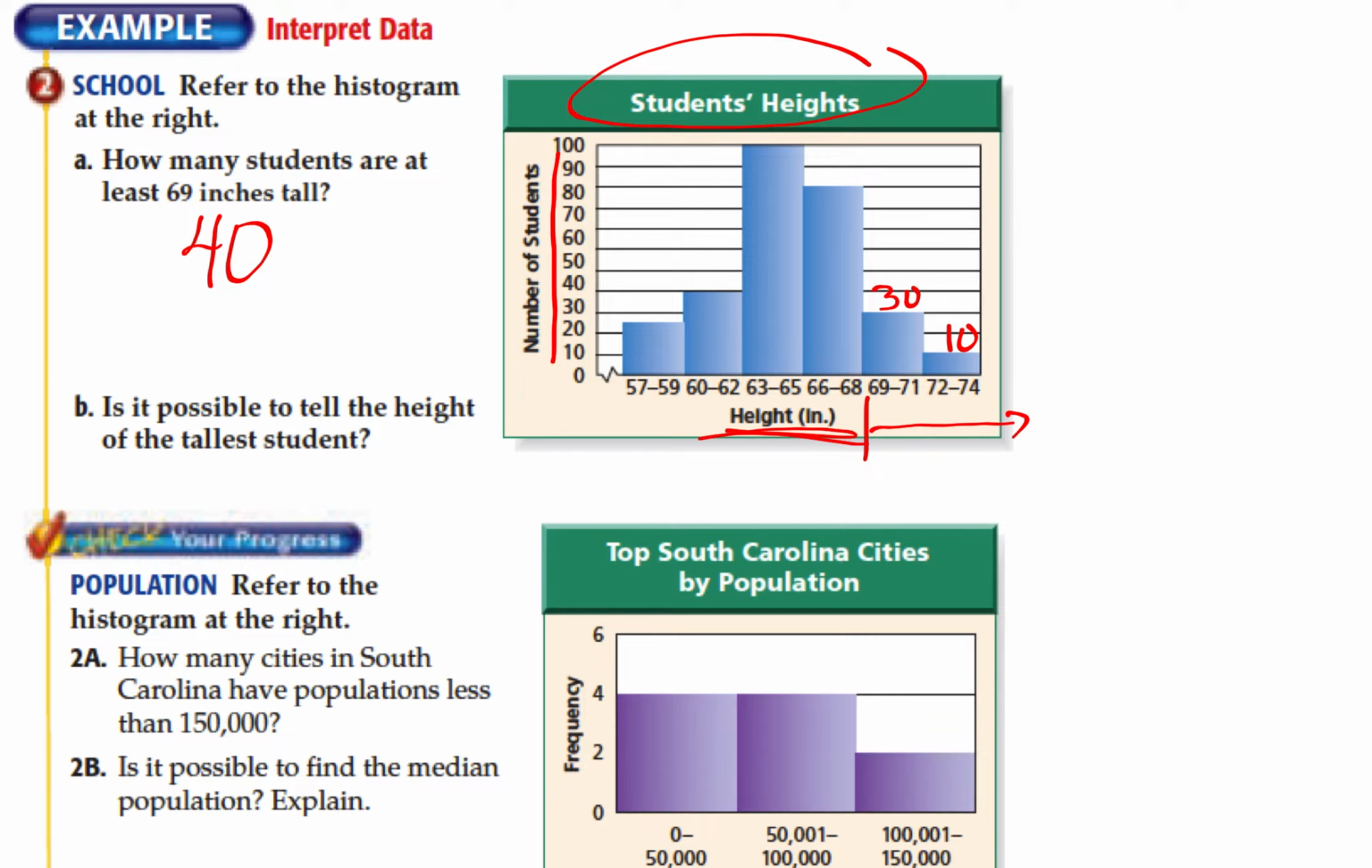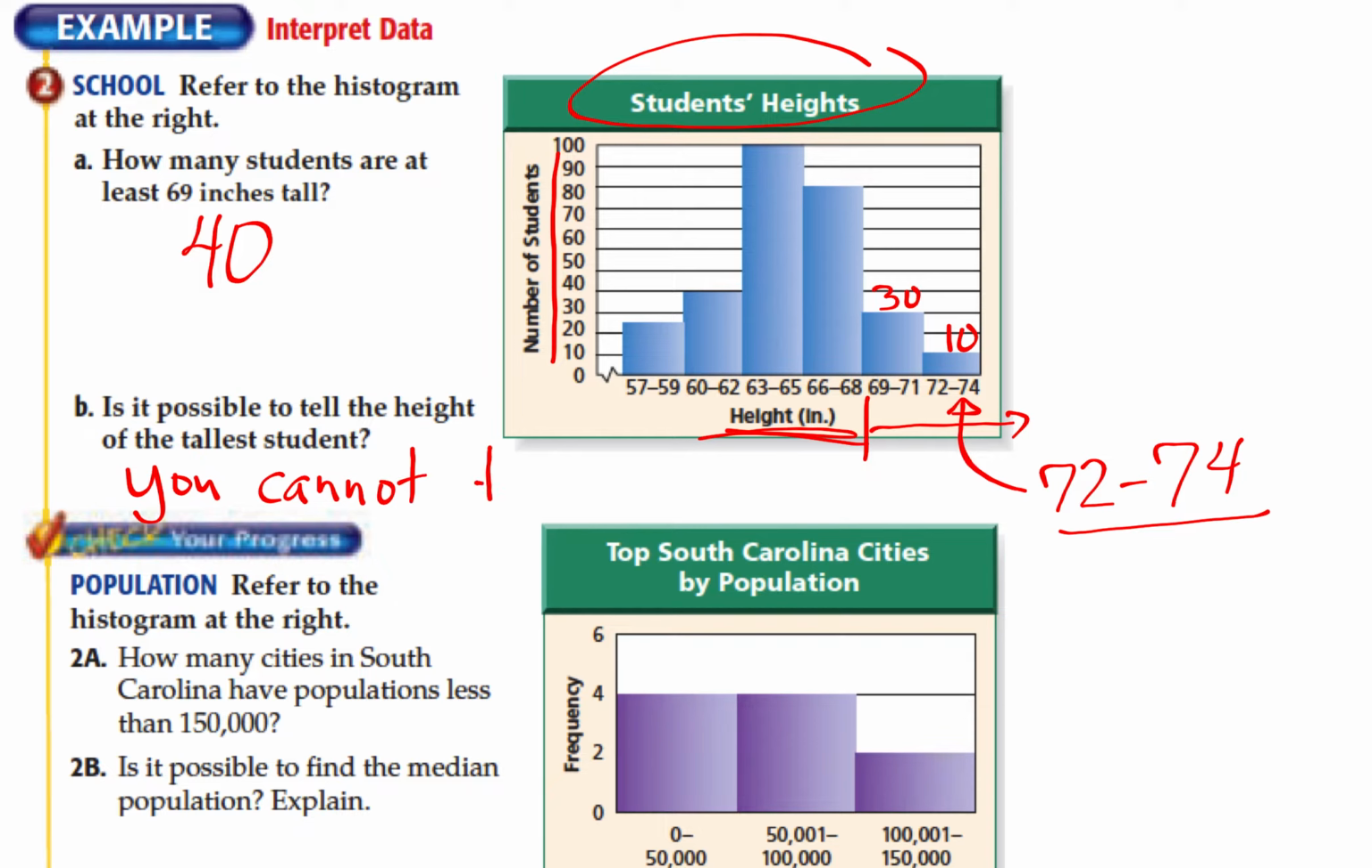Is it possible to tell the height of the tallest student? Now you might think so, but over here, the tallest 10 students are in the range 72 to 74. Now it is possible that all 10 of them are 72 inches and none of them are 73 or 74. We don't know for sure. So because of that, we cannot tell the height of the tallest student. All you can tell is what range of values that tallest student is in.